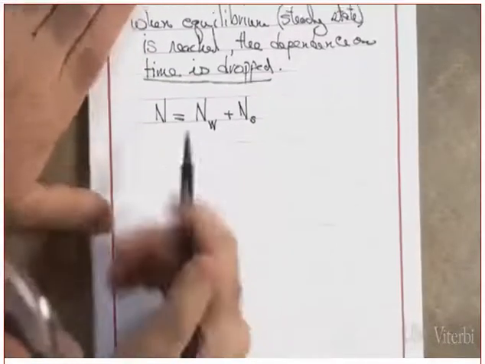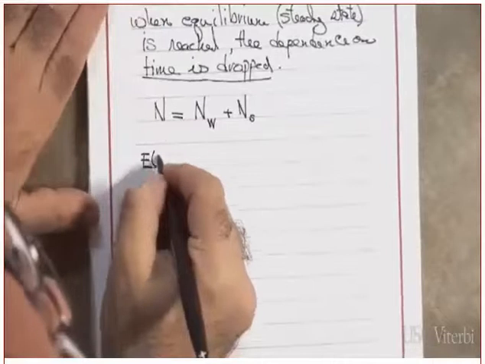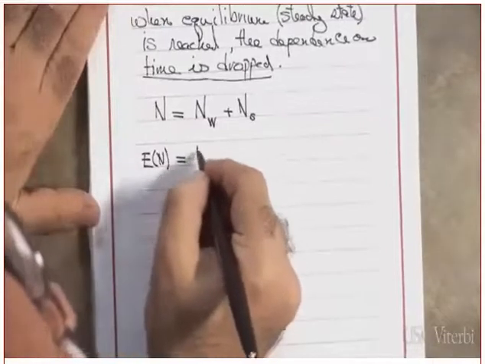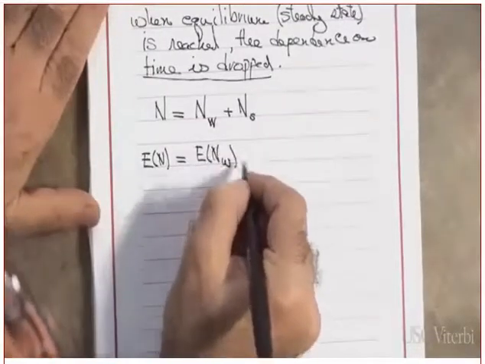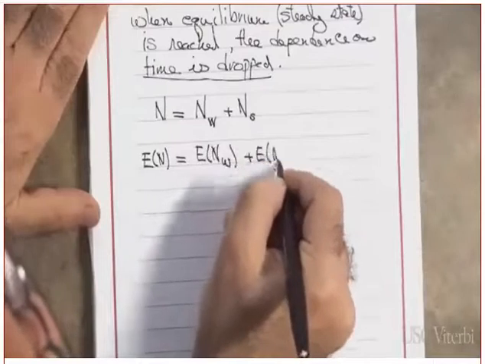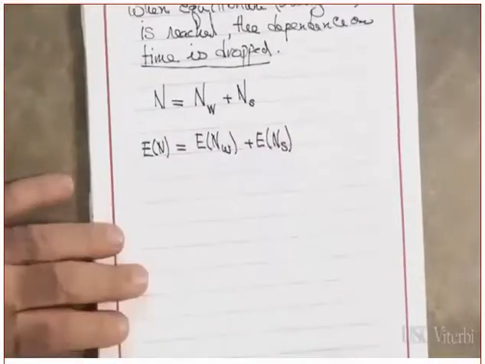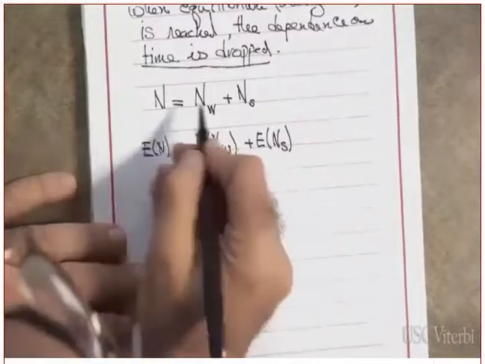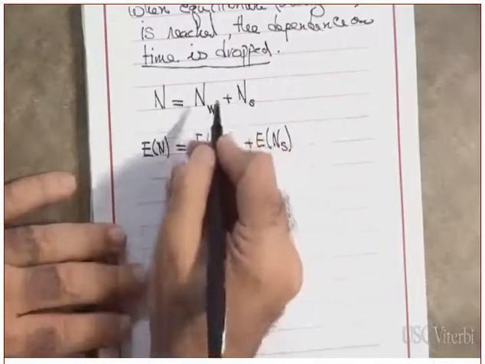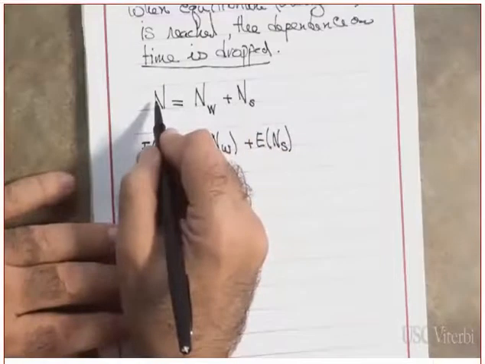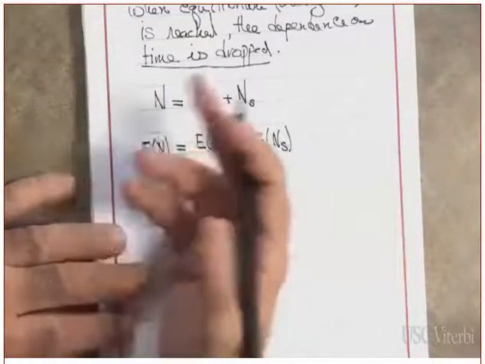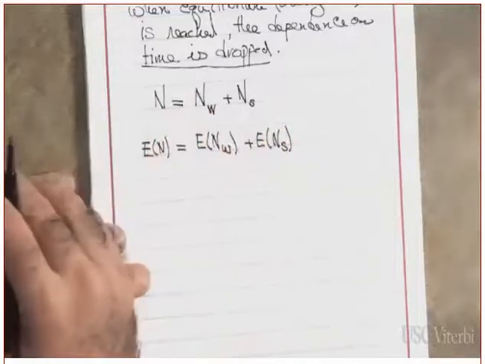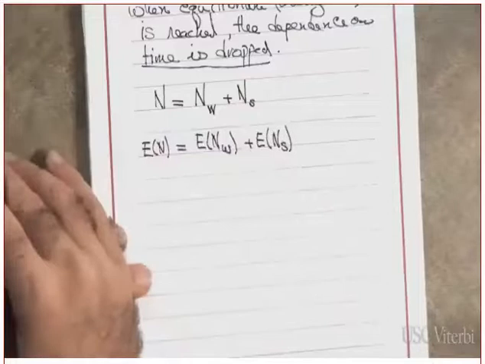Clear? Okay. What is E of N? It is equal to E of NW plus E of NS. Clear? The expected value. Is each one of these a random variable? Each of them is a random variable. So we talk in terms of expectation, in terms of distributions, and so on and so forth. Clear? What kind of random variables are they?